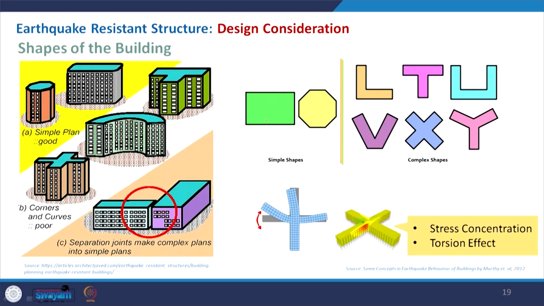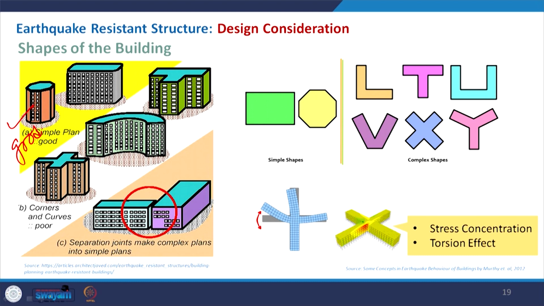Coming to the shape of the building, it is advisable that you select some basic shape, make the plan very simple and focus on the performance. In this case, a squarish or rectangular shape or maybe octagonal shape is considered to be a good performer, whereas whenever you make some joints or make something very curvilinear, then that will not really perform well during the earthquake.